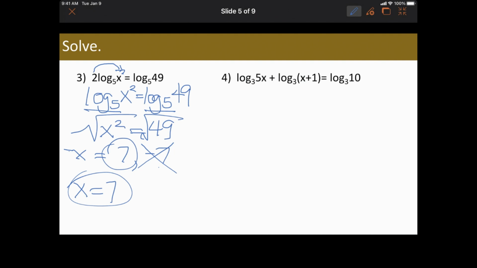Okay. So this one, again, I have a log, but I have 2 logs on the left side. So we need to condense to 1. And then I do have a log here on the right side. Okay, so this is addition. So I'm going to remember the product property, and I'm going to rewrite it as multiplication. Okay, now that they're both a single log on either side of the equal sign, now I can set them equal.